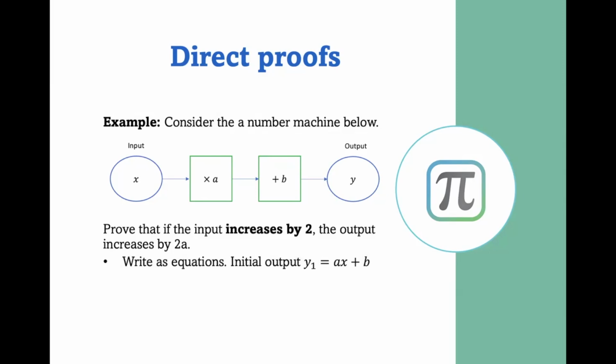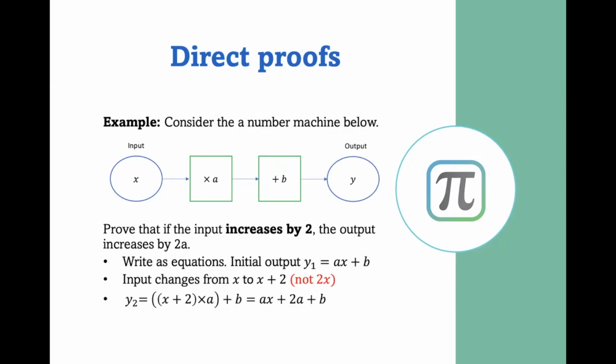So firstly, we need to write this as equations. Our initial output then, which we can call y1, is ax plus b. And then to get our new input and output, we are increasing the input by 2, so x becomes x plus 2, which we can substitute in, and we can call the output y2. So here we have y2 equals ax plus 2a plus b.